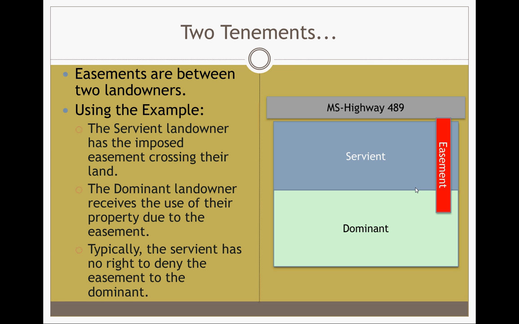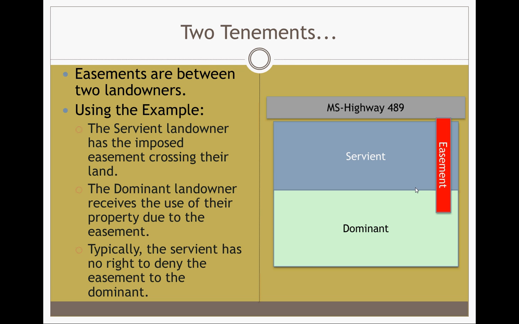Two tenements. Now, easements are between two landowners, the servient and the dominant. The servient has the imposed easement. So if you look at my graphic here, I've changed names from landowner A and B to servient and dominant. You can see kind of how that would work. Typically, the servient has no right to deny the easement to the dominant, and you can't just say no. Now, there are special cases, and if you look up the cases where it has been done, there are special cases where, yes, easements have been denied based on certain values and rights.